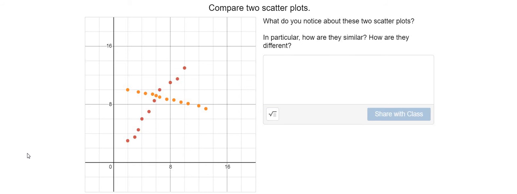In this graph, they're comparing two different types of scatter plots. If we're looking at the red dots, we can see that they are going up from left to right. So as it's increasing in this direction, it's increasing in our dependent variable. And we can see that there's a fairly strong pattern, so we would call that a strong positive relationship. Our orange data points we can see are going down as we go from left to right, so that would be a negative relationship.